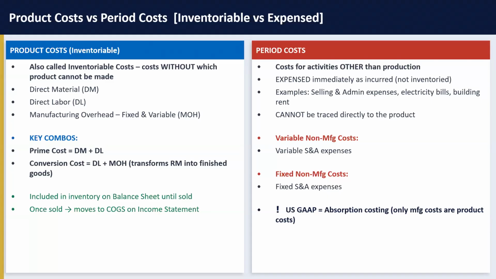So in order to convert the raw material into the finished products, what are the costs that we are going to incur? That is known as conversion cost. In order to convert direct material into finished goods, you need the help of direct labor and manufacturing overheads. So conversion cost will be direct labor plus manufacturing overhead.